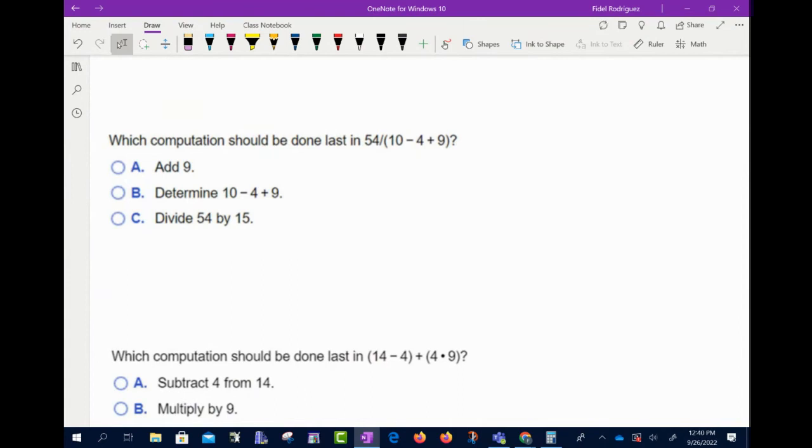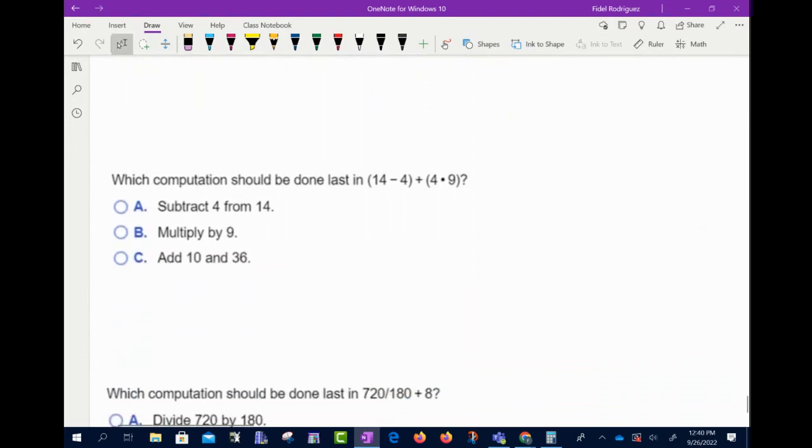It says, what computation should be done last in 54 divided by all those parentheses? So again, y'all, if you can think about it like this, look, let's do what's inside the parentheses. What's 10 minus 4 anyway? Anyone know? 10 minus 4? 6, right? What's 6 plus 9? 15. So what's the last thing we're going to do? We're going to divide 54 by 15, right? Okay, good.